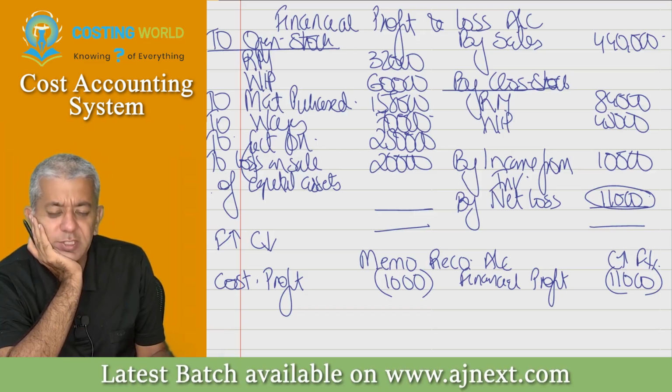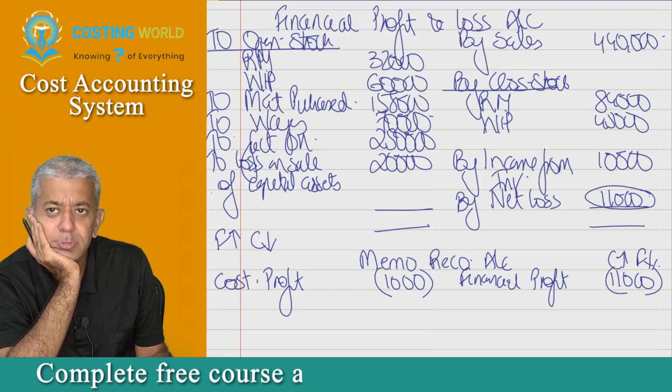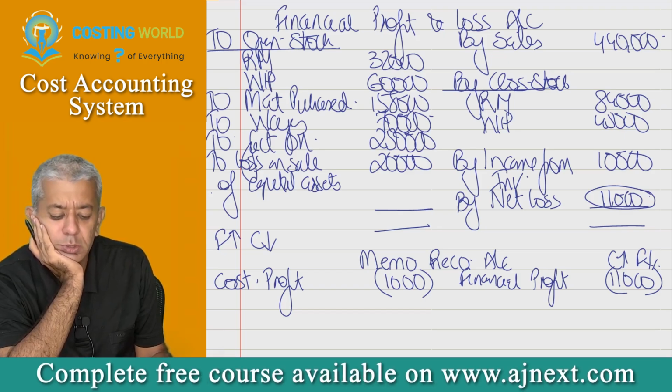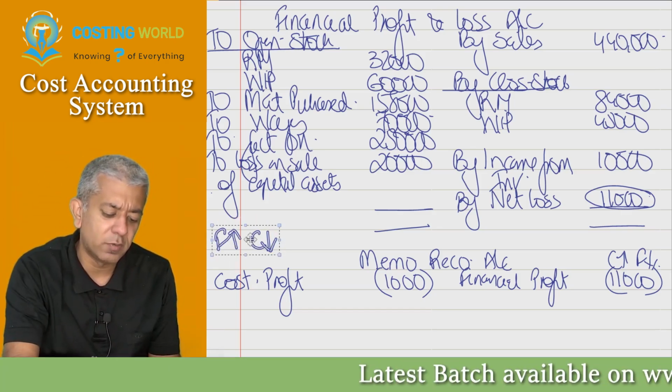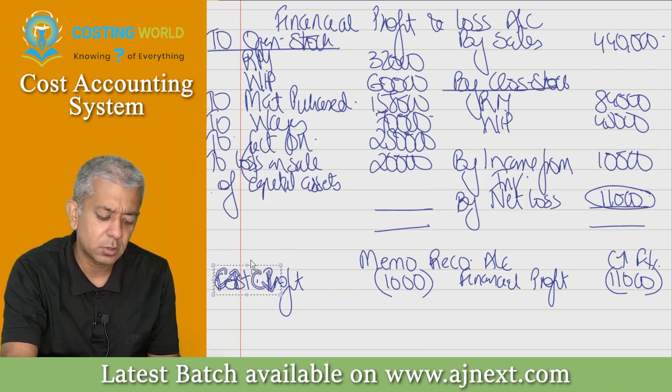You all got 11,000? Yes, sir. Okay. Prepare the RICO account, please. Just for 4 lines, we are trying to prepare it. In the end, we would like to convert it into a statement, please.